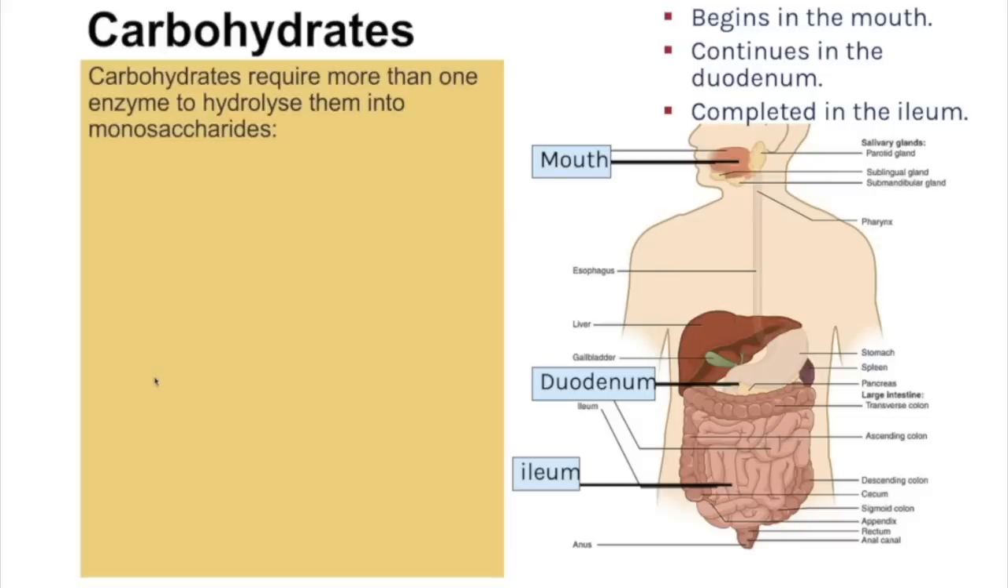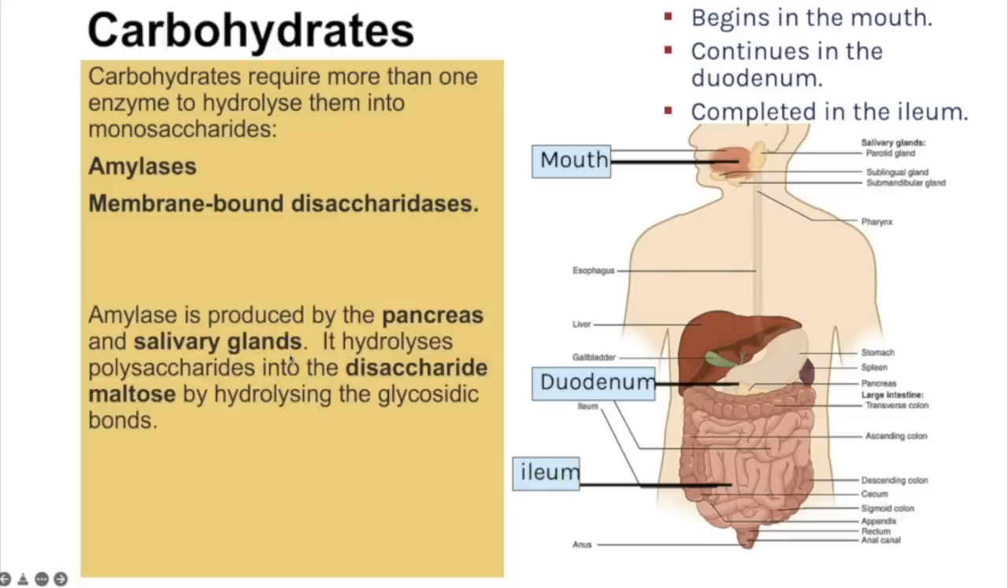So with the carbohydrates, there's actually more than one enzyme that's needed to hydrolyze them from the polysaccharides to the monosaccharides. We have amylases and membrane-bound disaccharidases. So digestion begins in the mouth, it will then continue in the duodenum, and then it's completed in the ileum. And the first thing is the amylase that is produced by the salivary glands is going to be doing the digestion in the mouth. But you also have amylase produced in the pancreas, and that is going to be releasing the amylase into the duodenum.